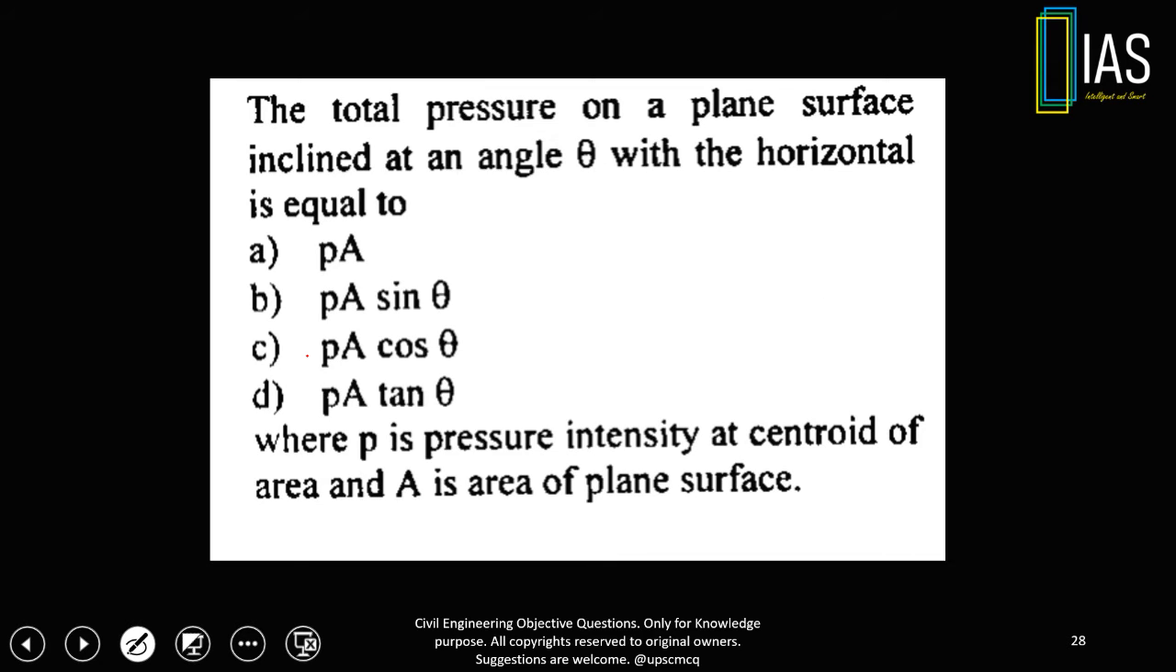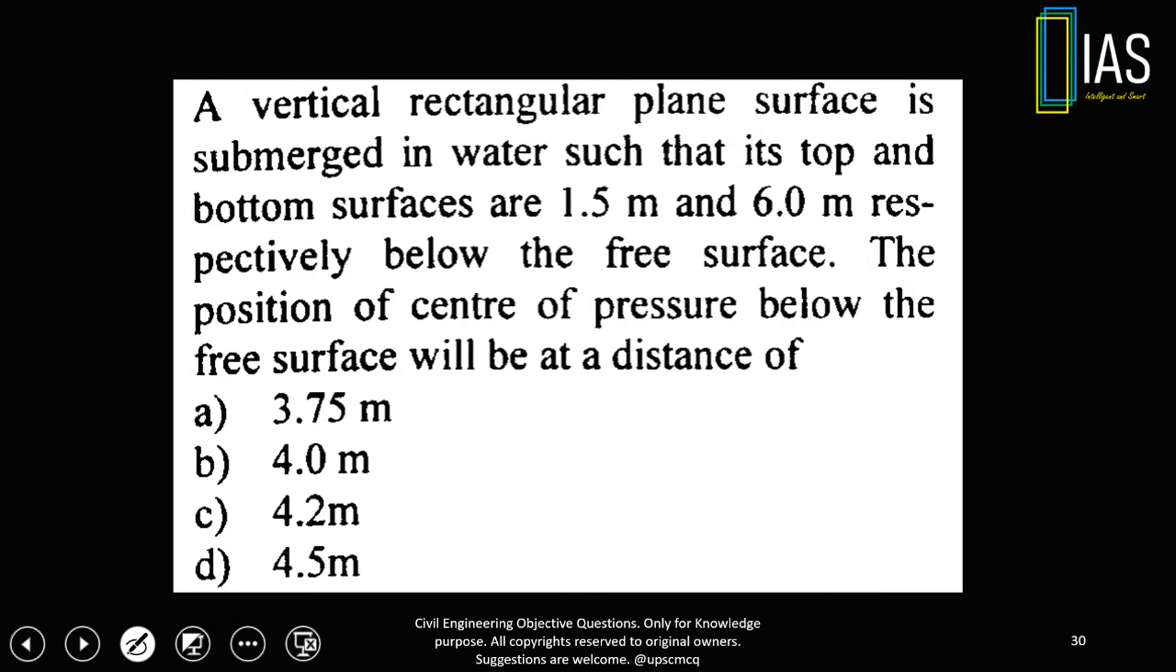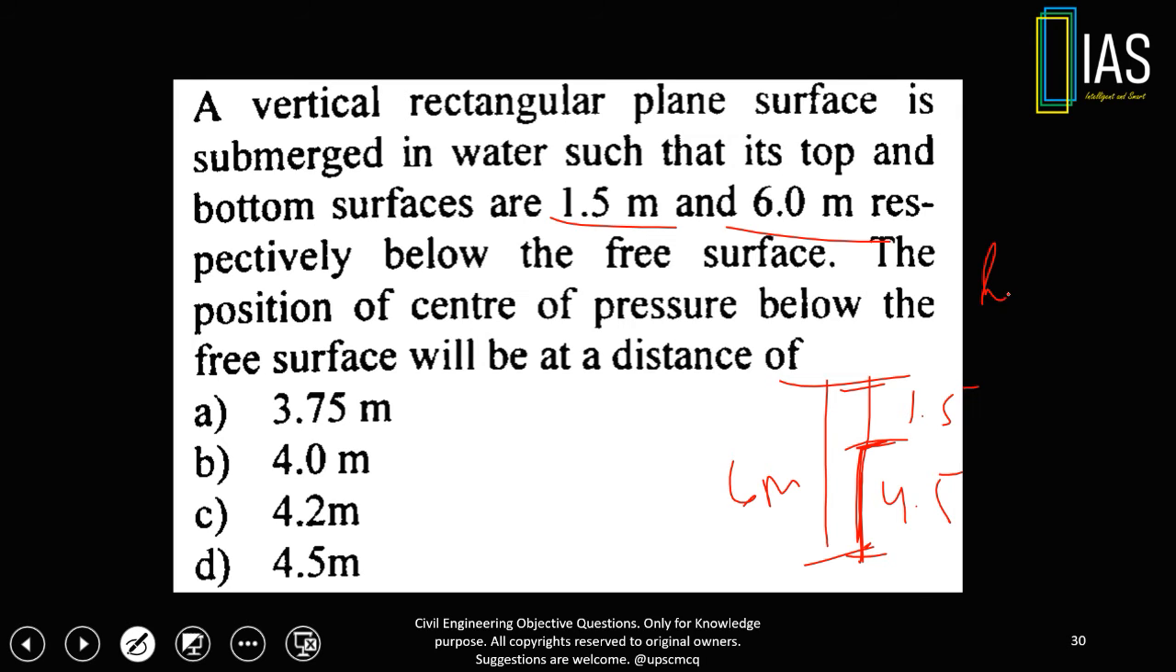The total pressure on a plane surface inclined at an angle theta with the horizontal is equal to P A, since it is given the pressure intensity at centroid of area and area of plane surface. A vertical rectangular plane surface is submerged in water such that its top and bottom surfaces are 1.5 meter and 6 meter from the top. Therefore we have this as 4.5, again using the formula of center of pressure which we have discussed till now, we can find out the center of pressure. The answer should be 4.2.